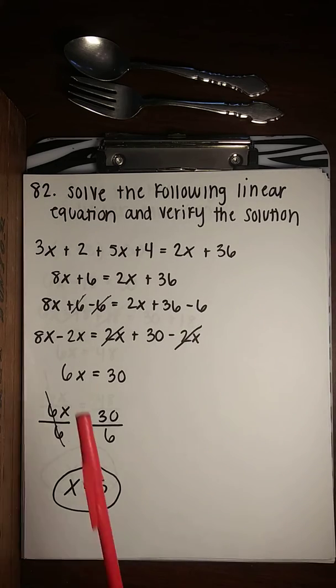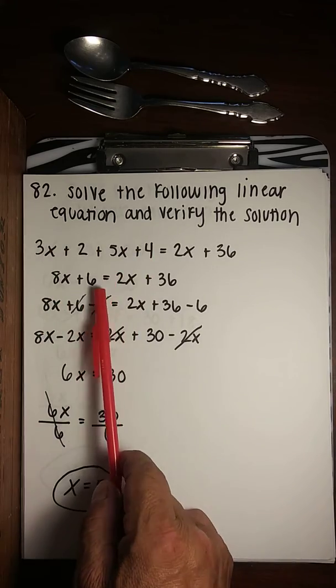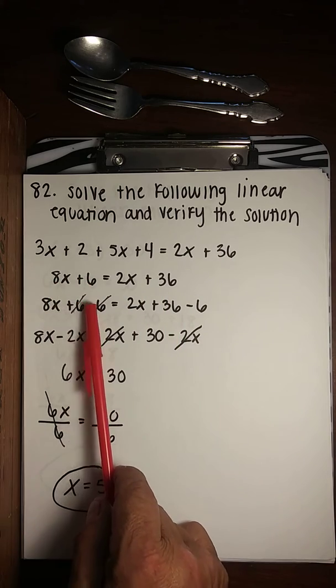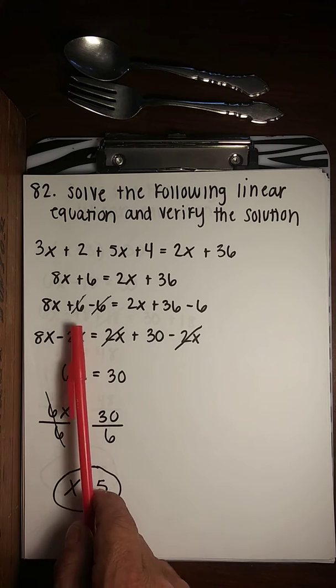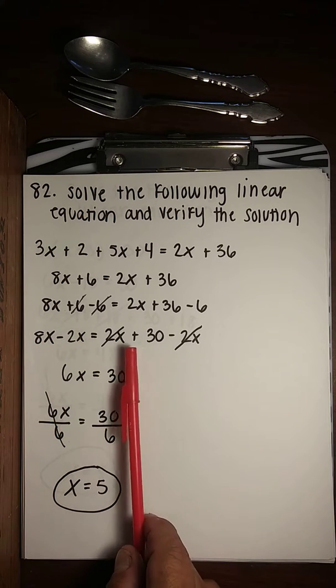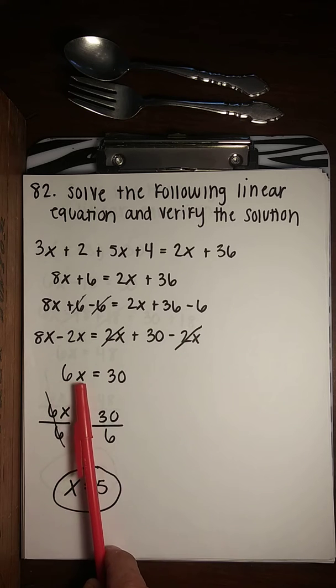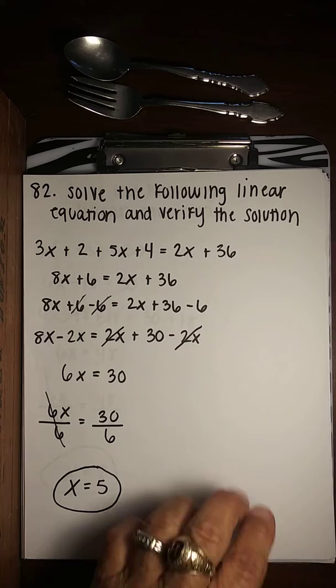Solve. Put the x's together with the x's, and the numbers with the numbers. So we have 8x plus 6, minus 6, these are gone, so we have this left over. So now we're going to go minus 2x and minus 2x, and these are gone. So now we have 6x equals 30, divide by 6, so it must be 5.